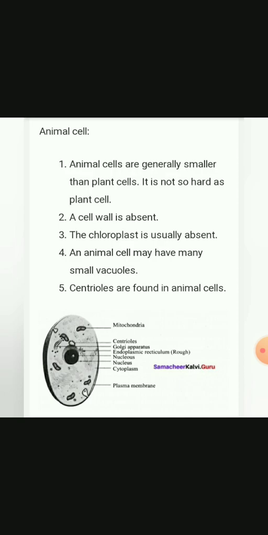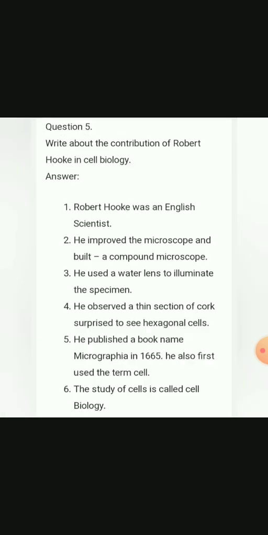Next, animal cell. Animal cells are generally smaller than plant cell. It is not so hard as plant cell. A cell wall is absent. The chloroplast is usually absent. An animal cell may have many small vacuoles. Centrioles are found in animal cells. Yes. See the picture of the animal cell and mark the parts and draw the diagram, children.